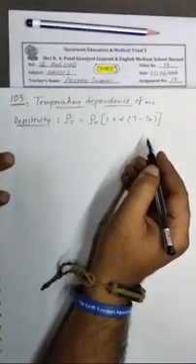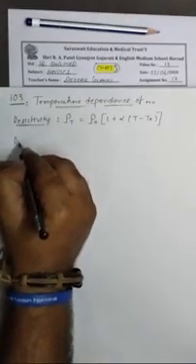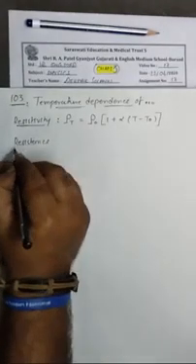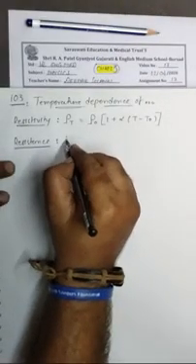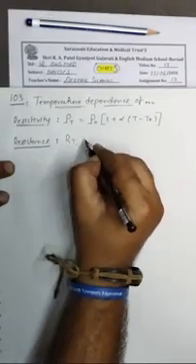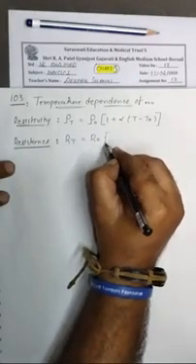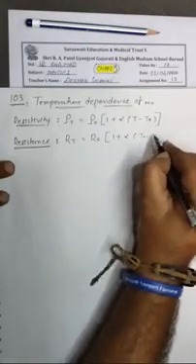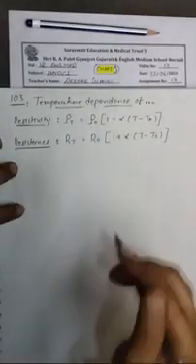But for numericals, instead of resistivity, there is a term resistance. Then the same equation, that is RT is equal to R0 (1 plus alpha (T minus T0)). Okay, now let us do its analysis.